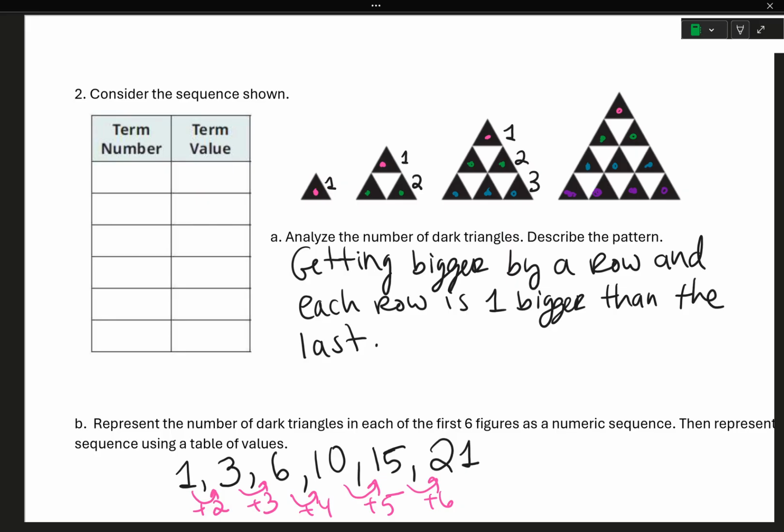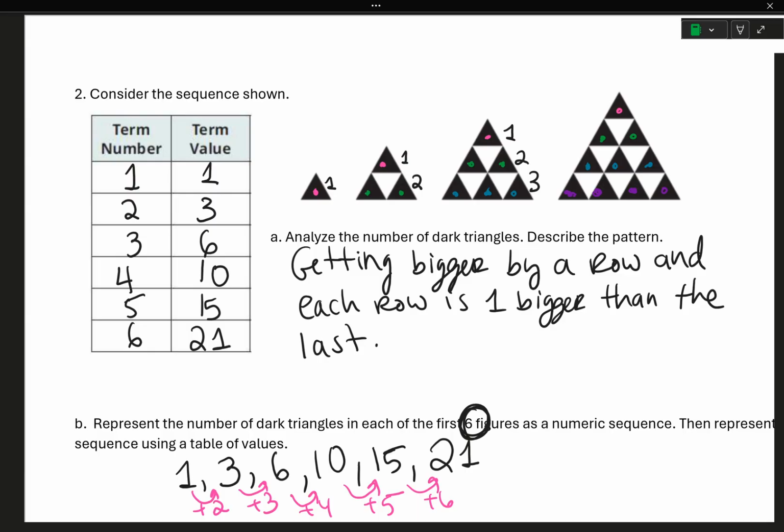Next, let's put that in a table. Since we're looking at the first 6 figures, the term numbers are going to be 1 through 6. There are 6 things on our list. The term values are going to be our list. Our first term is a 1. Our second term is 3. The third is 6. The fourth is 10. The fifth is 15. And the sixth is 21.